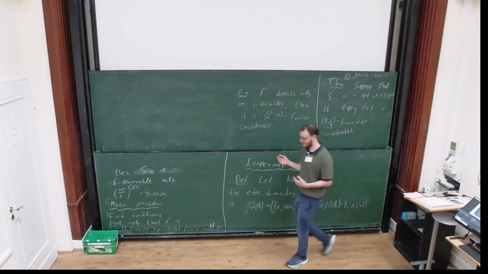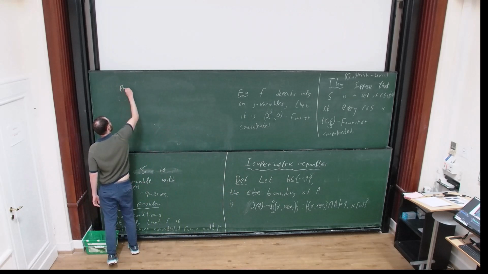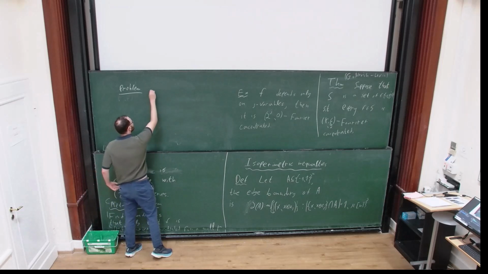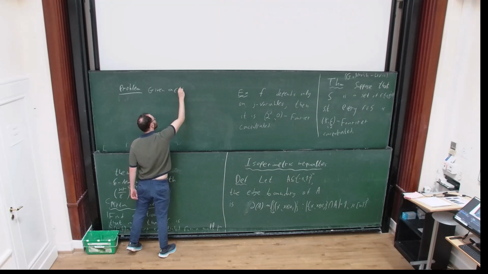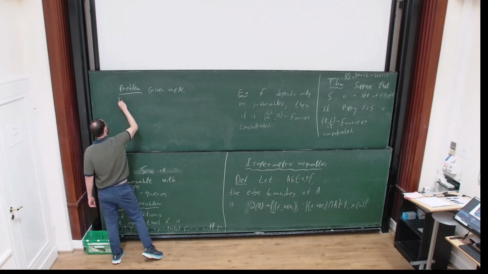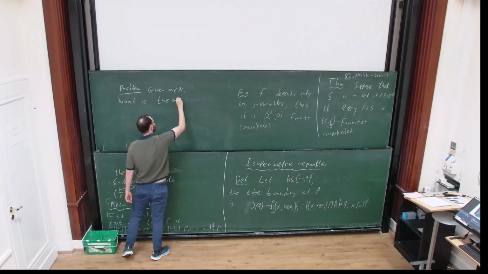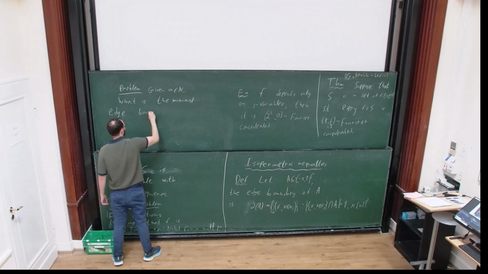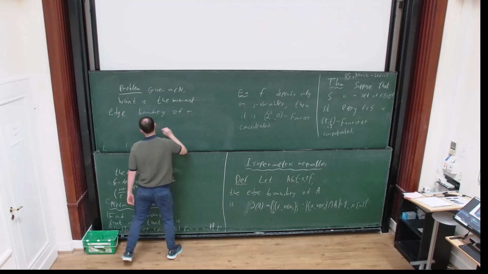Okay, and then this is the notion of edge boundary, and then you can ask the isoperimetric problem. Okay, so suppose that you have some number A, and then you can ask what is the minimal edge boundary of the set A of size A.